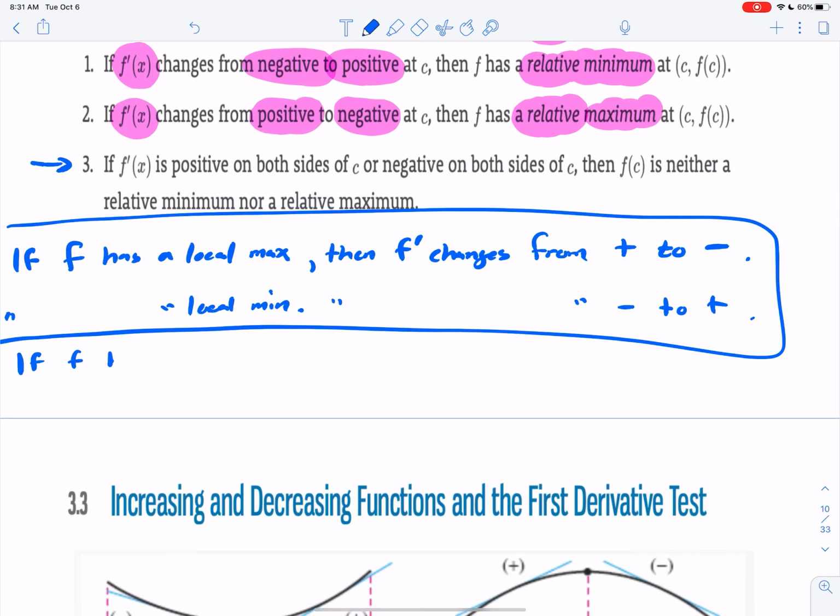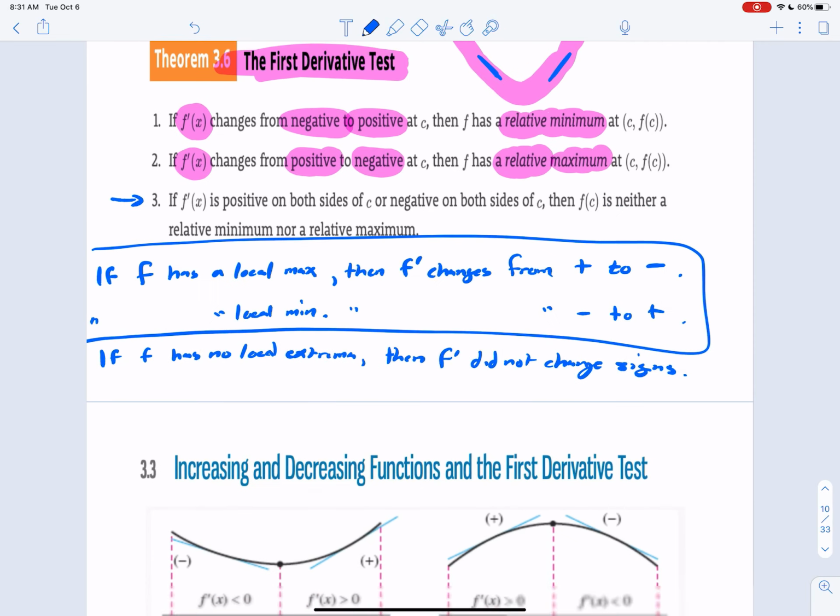If f has no local extrema, then f prime did not change signs. Okay, that was an add-on because, I mean, when you're looking for local extremas, you're either looking for a local max or min, but there is a case where you might not have any, okay?